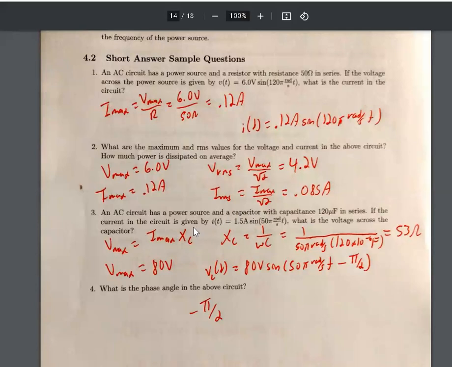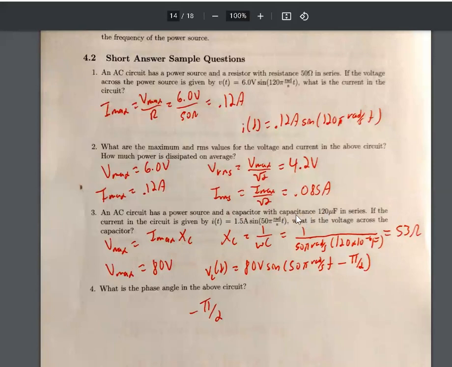So our maximum voltage also obeys Ohm's law, but we have no resistor here. So instead of the resistance, we have to use our capacitive reactance. Capacitive reactance is given by 1 over the angular frequency times the capacitance. And so that's our 50 pi radians per second times our 120 microfarads. So this gives us a capacitive reactance of 53 ohms. Okay, so if we plug this in here, this tells us that our maximum voltage is 80 volts.